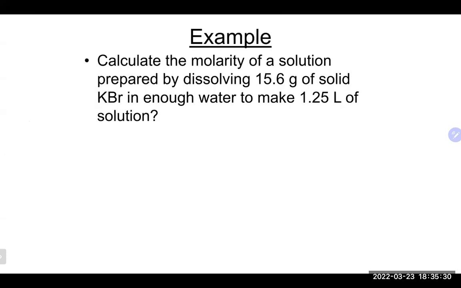All right, well, let me try one here. Calculate the molarity of a solution prepared by dissolving 15.6 grams of KBr and enough water to make 1.25 liters. I'm going to give you some info that might be helpful. Our good friend potassium on the periodic table, 39.10. And bromine, 79.90, I'm going to go with. Sounds good.